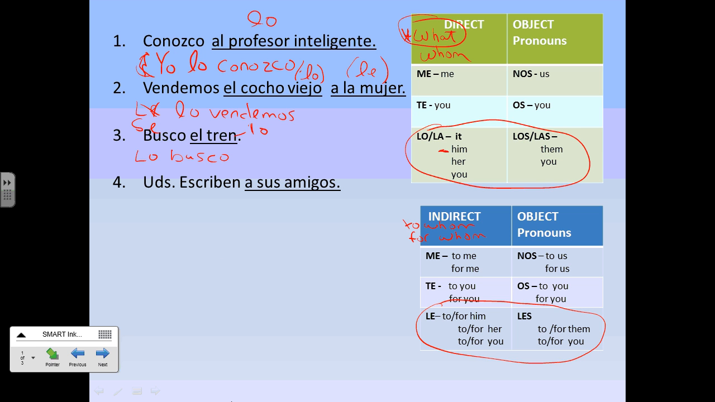Number 4, again, pause this, do it, and then come back to check your answers. So this is you write to your friends, right? You write to your friends. So you want to say you write to them. Okay, so this is to them. You don't say to them in the direct. Look at the indirect, to them, which is les. Okay.